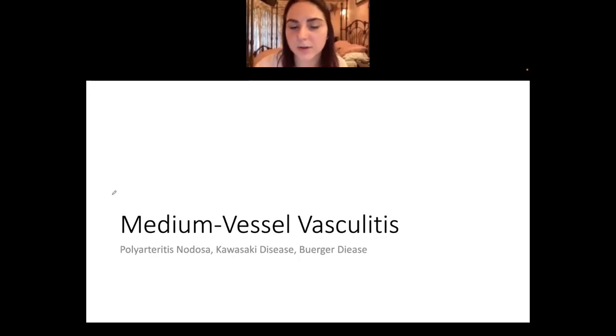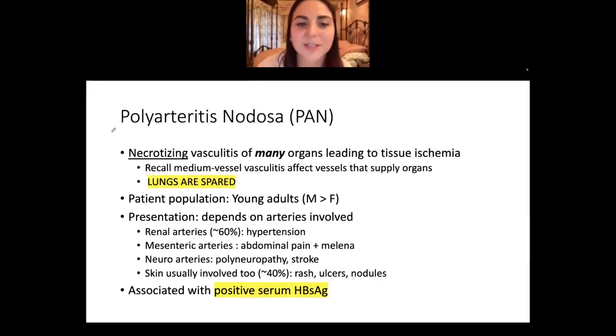Okay, so those are the two large vessels. Those are a little bit easier. I put a little asterisk. I feel like they get harder as you go into the smaller vessels. So next are going to be the medium vessel vasculitides: polyarteritis nodosa, Kawasaki, and Buerger. Okay, polyarteritis nodosa, or I call it PAN, and I call it PAN for the mnemonics that I use.